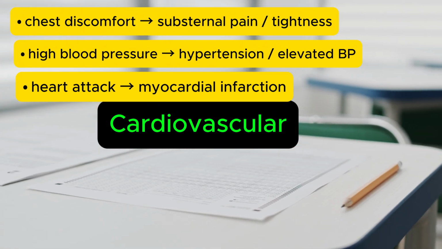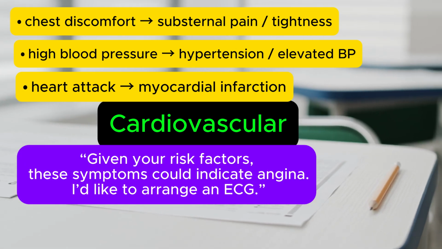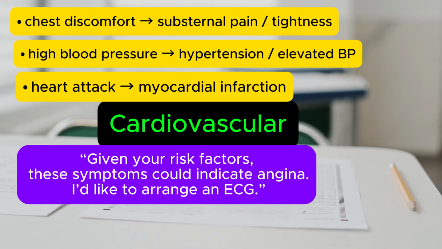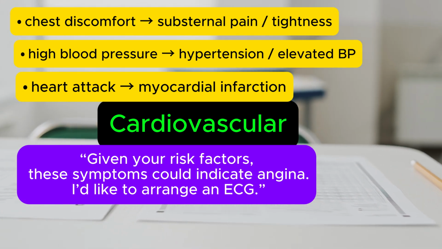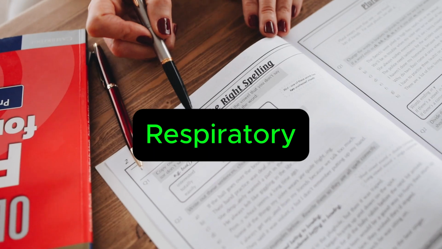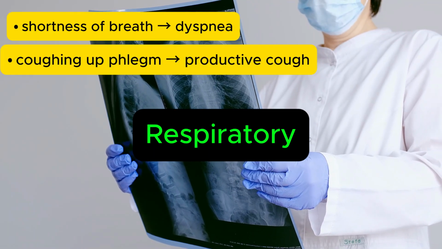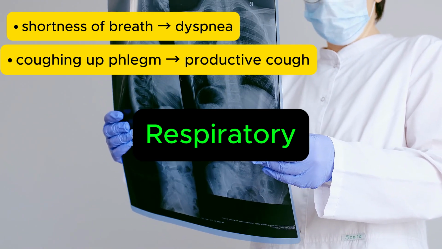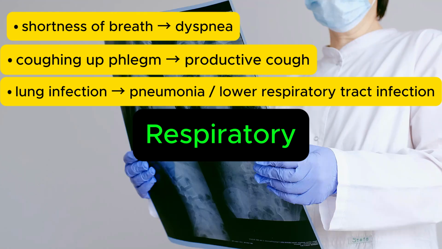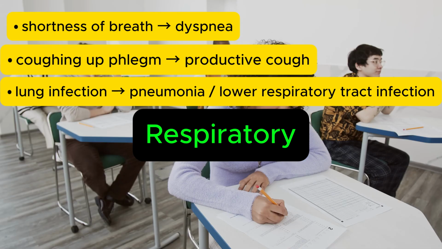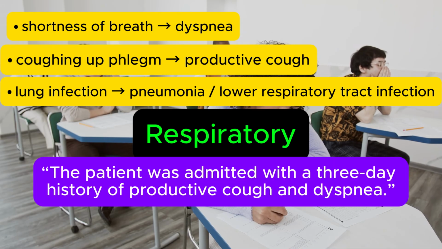Example OET speaking. Given your risk factors, these symptoms could indicate angina. I'd like to arrange an ECG to rule out myocardial infarction. 2. Respiratory. Shortness of breath to dyspnea, coughing up phlegm to productive cough, lung infection to pneumonia or lower respiratory tract infection. Example writing. The patient was admitted with a 3-day history of productive cough and dyspnea.